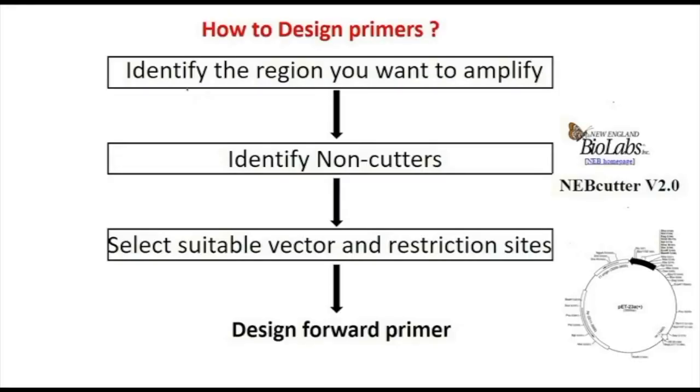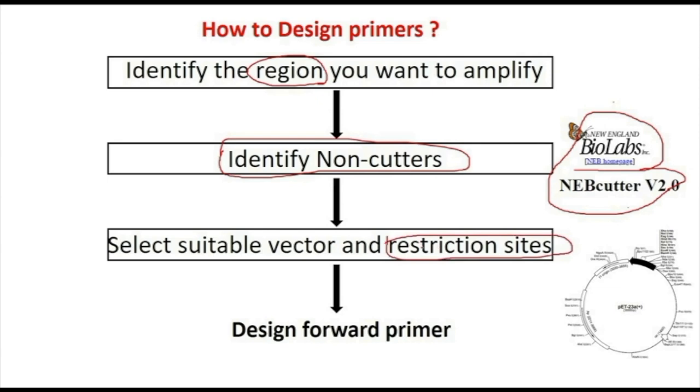So for designing primers, first you have to identify the region of interest, the region which you want to amplify from any vector or any sequence. In the second step, you have to identify non-cutters. There are various software available, but we can use New England Biolabs NEBcutter version 2.0. After identifying non-cutters, you have to select a suitable vector in which you want to integrate this amplified region, and suitable restriction sites. You will get suitable restriction sites from the non-cutters.